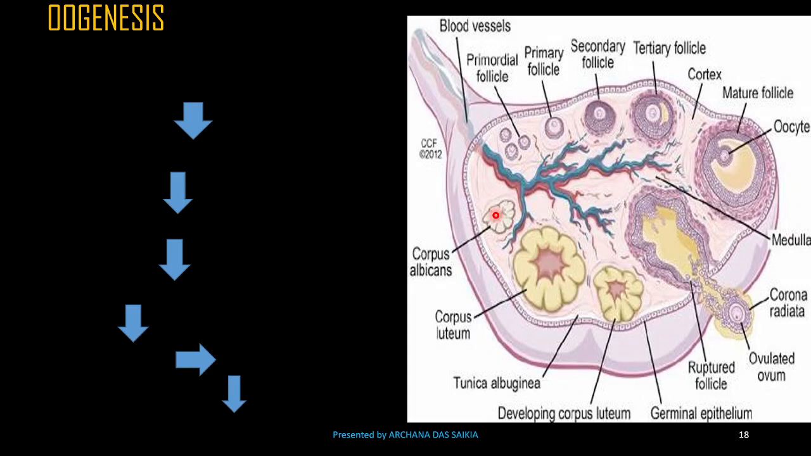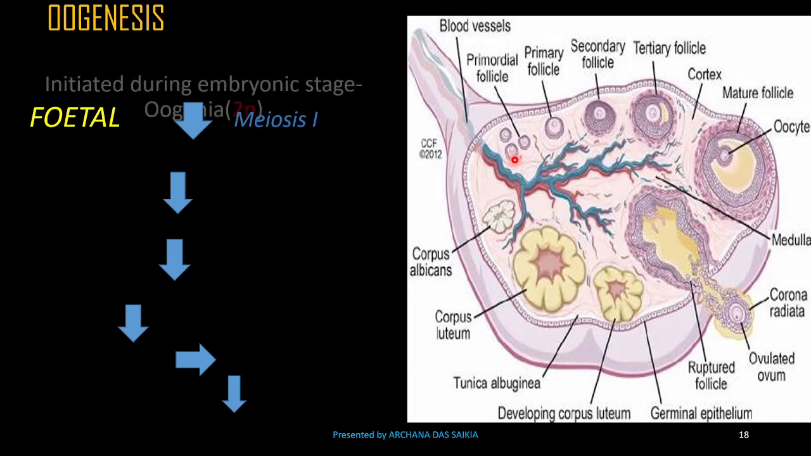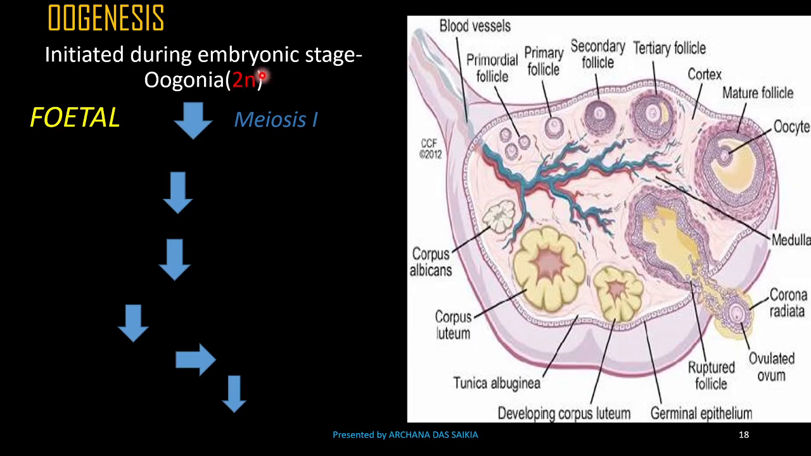Millions of cells will start with the division of meiosis. So here in the fetal stage, meiosis 1 starts. Here you can see, initiated during the embryonic stage, they are called oogonia. Numerous oogonia cells will be formed inside the ovary. Each of the oogonia will start with meiosis 1, and then we call them primary oocytes.